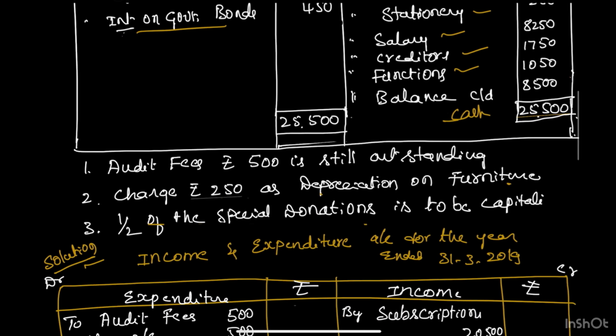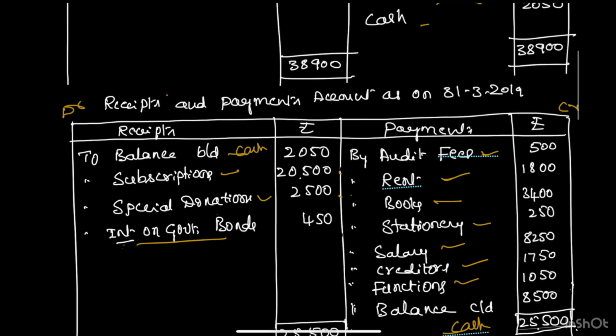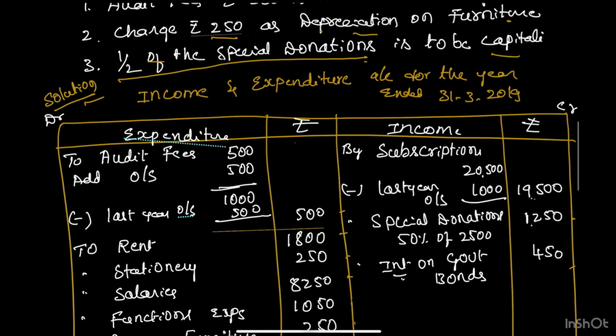Along with that, they have given some additional information also, like audit fees outstanding for the year, and we need to charge depreciation on the furniture. And look here, half of the special donations we are going to capitalize, only 50%, and the remaining 50% will be treated as revenue income. With this information, we have to prepare the income and expenditure account and balance sheet for the current year.